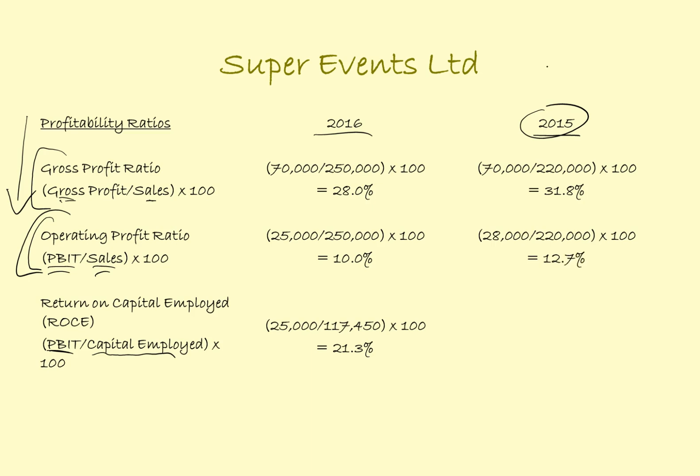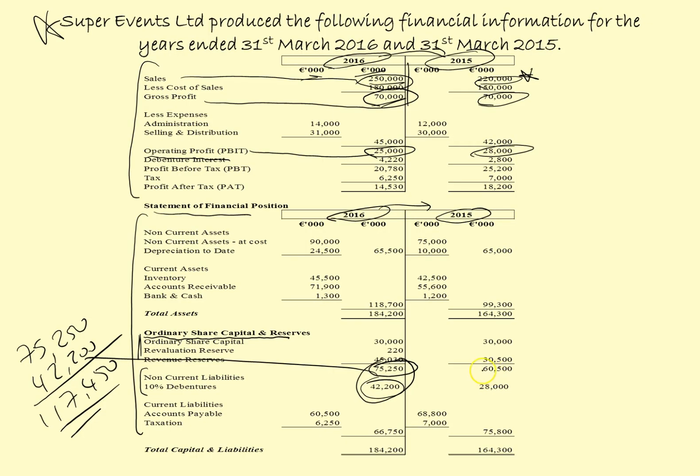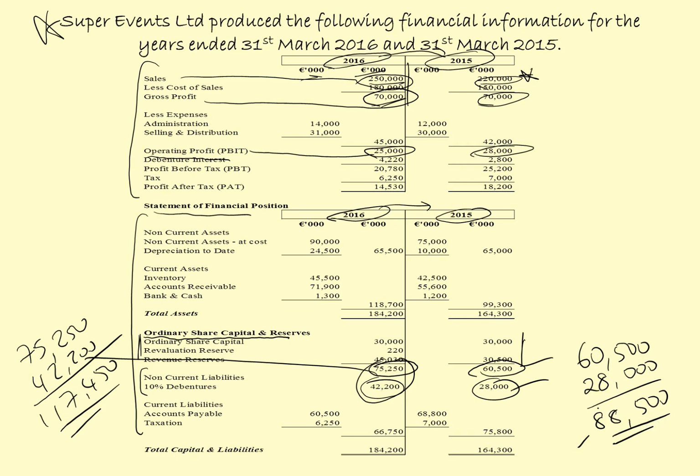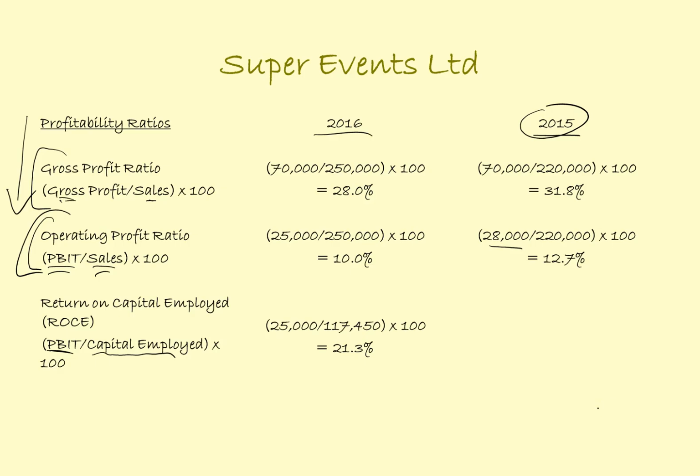And then the return on capital employed, well, the PBIT, I've just used that, so I have that. The capital employed I need to work out. So I go back here. As we saw earlier, the capital employed will be the ordinary share capital plus the reserves plus the long-term debt. So ordinary share capital plus the reserves come to 60,500. Long-term debt, 28,000. So that is 88,500. So that's the figure I'm looking for. So back in here, I have my 28,000 divided by 88,500 multiplied by 100, which gives me 31.6%.